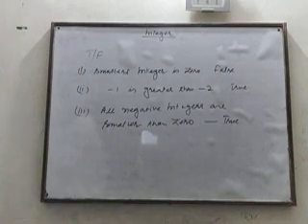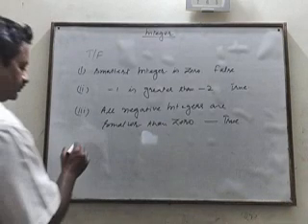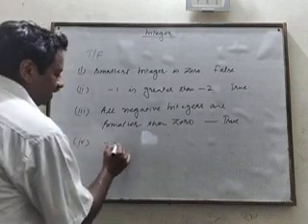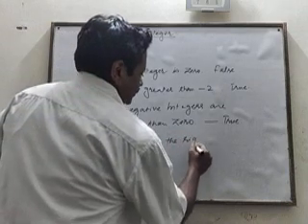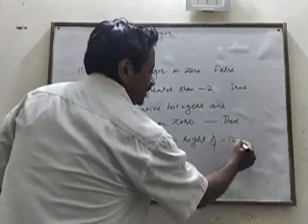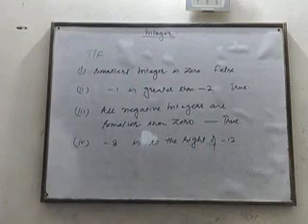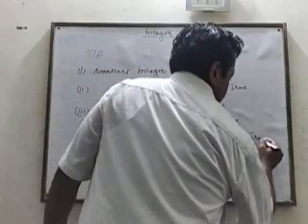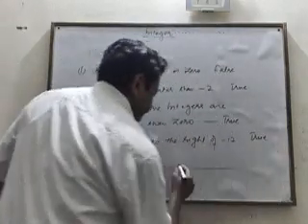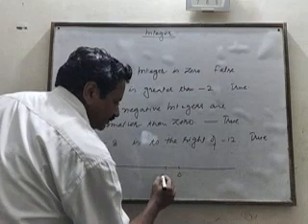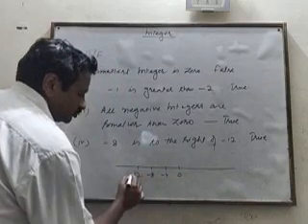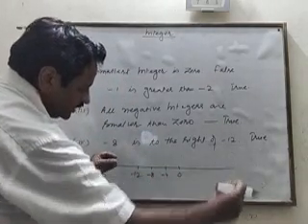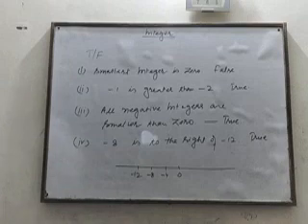The fourth statement is: minus 8 is to the right of minus 12. This statement is true. If you draw the number line, here it will be 0, then minus 4, then minus 8, then minus 12. So minus 8 is on the right side of minus 12. So true.